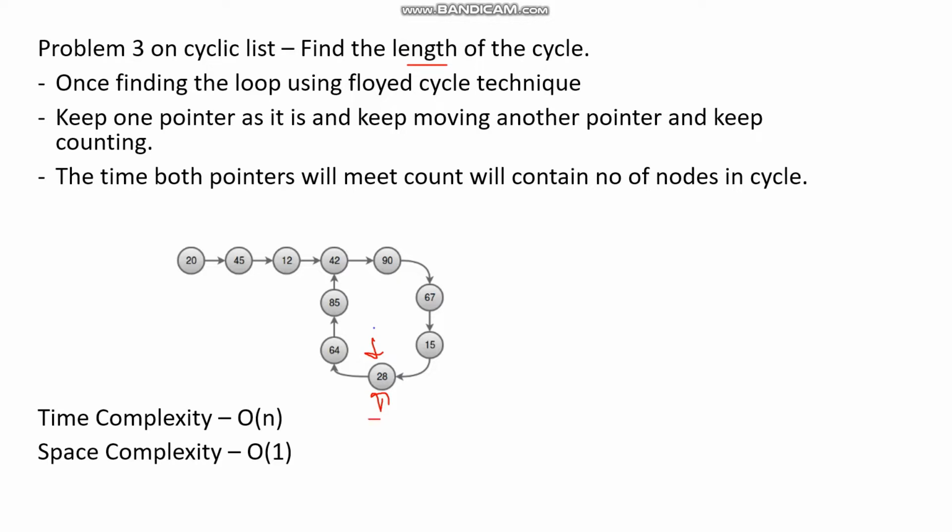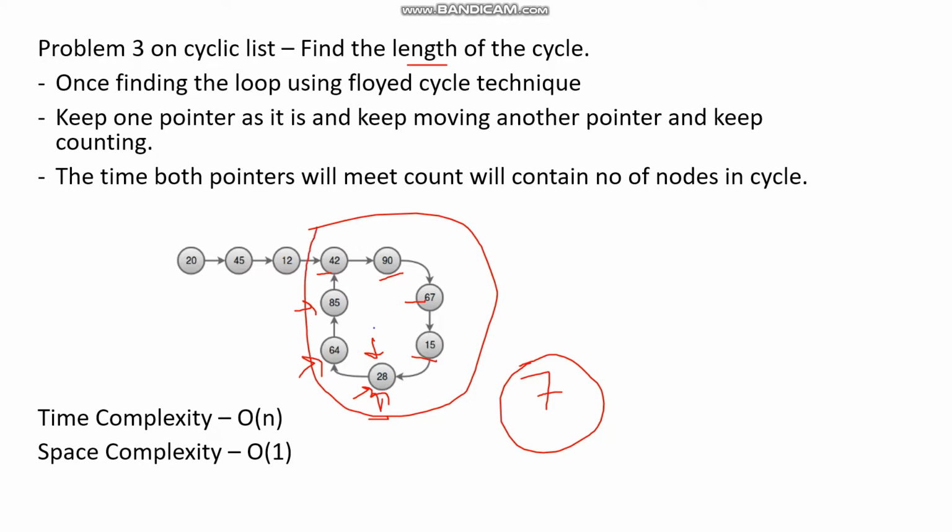Say we are moving this pointer, so our counter will increment by 1. So 1, 2, 3, 4, 5, 6 and 7. Here both the pointers are meeting again, and we found our counter is 7. So this is the count of all the nodes which fall in the cycle of the linked list. Time complexity is O(n), as we are moving only once through the list, and O(1) is the space complexity, as we are not using any extra space.